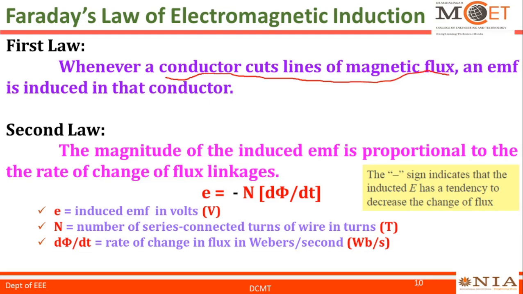of change of flux linkages, which is given by E is equal to minus N d phi by dt. If there is only one conductor, we can say N equal to 1. If a number of conductors are connected in series, we consider capital N. The minus sign in this equation indicates Lenz's law: the induced EMF always opposes the cause. That is what we use in this equation. E is the EMF in volt, N is the number of conductors, and d phi by dt is the rate of change of flux in Weber per second.